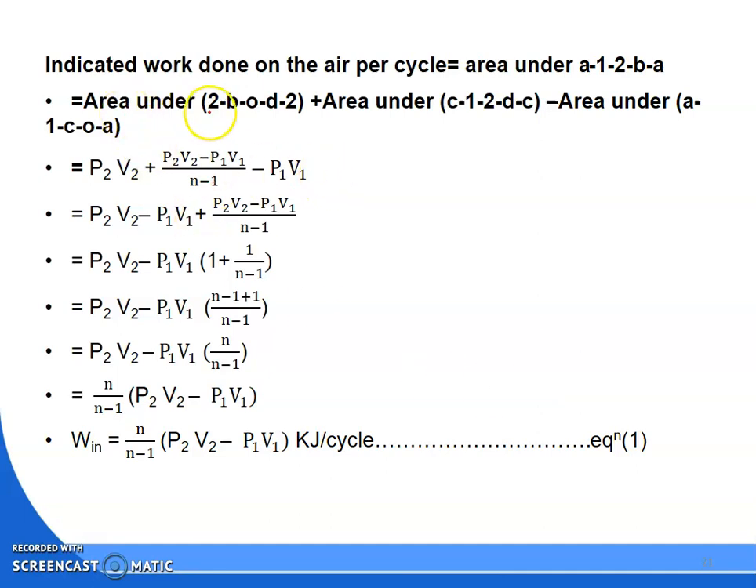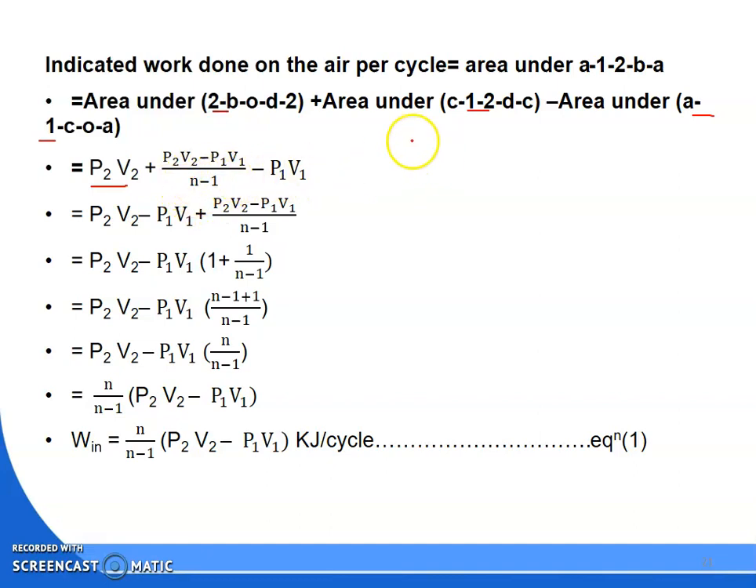So what you are doing is the area under 2 to B, B to O, O to D, and the area under 1 to 2 process, minus the A to 1 process. That you have to subtract. So the area under 2 to B is P2 into V2. And the area under the 1 to 2 polytropic process is P1 V1 minus P2 V2 by n minus 1.